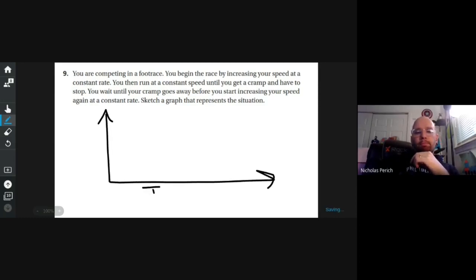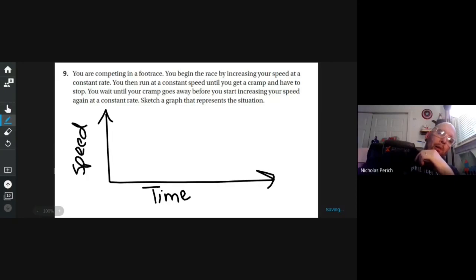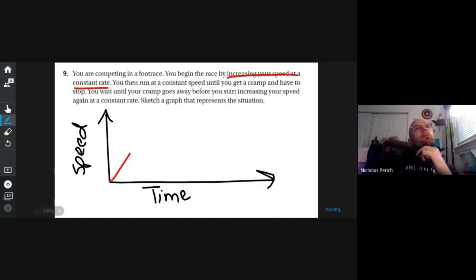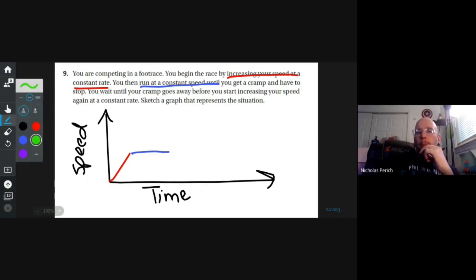Time. Speed. Increasing your speed at a constant rate. Run at a constant speed until you get a cramp and have to stop.